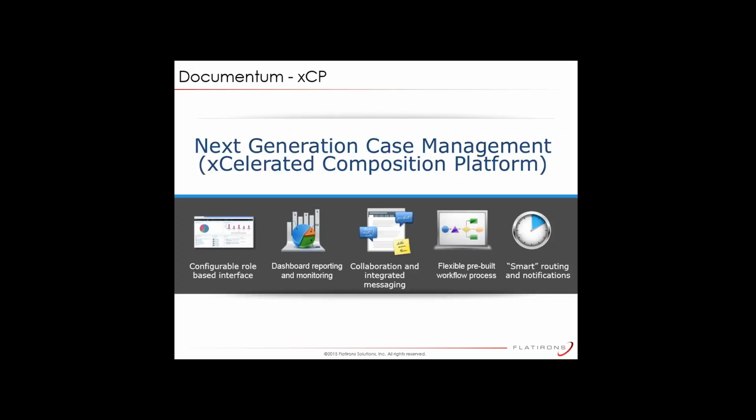The next technology we want to talk about that we're going to show you today is Documentum. And specifically, Documentum has a newer product out called Accelerated Composition Platform. It allows you to configure role-based applications that are BPM and workflow enabled, that have built-in reports and dashboards, and have smart routings and timers and work queues, and it allows you to configure an application quickly and easily.